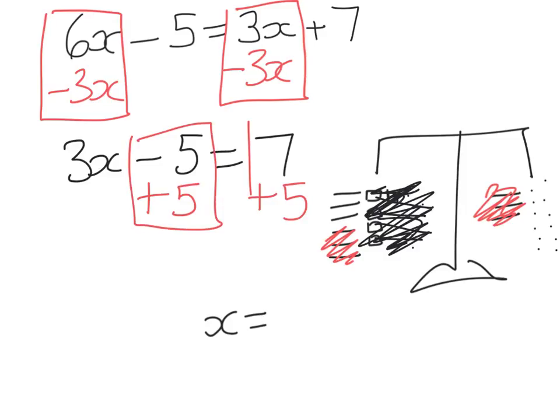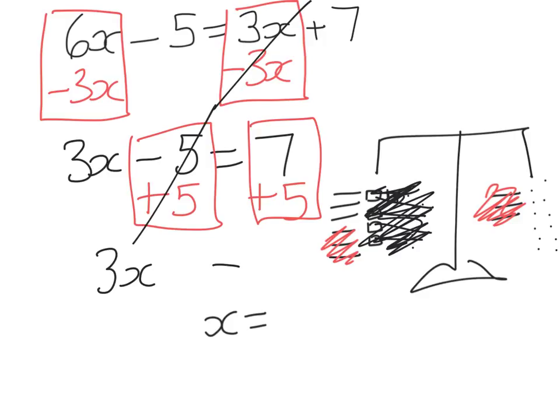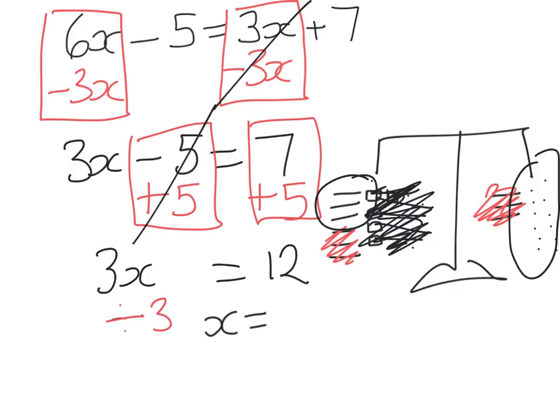Remember in box again, so we can see clearly. I haven't done anything to my 3x, that's still there, 3x. Negative 5 plus 5 is 0, just like that was 0. And I've got equals 12. I haven't quite finished, because I know that 3 lots of x is equal to 12. I also want 1 lot of x, so to get from 3x to x, I need to divide by 3. And so I need to divide 12 by 3. Well, 12 divided by 3 is 4. So I've got x equals 4.